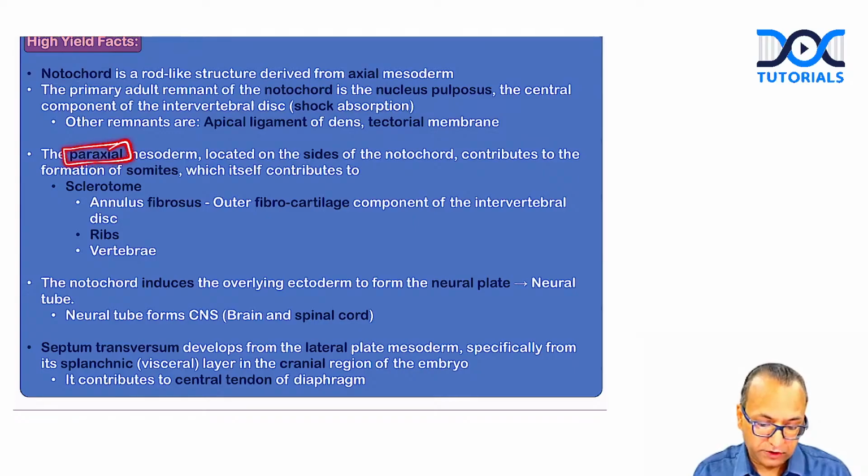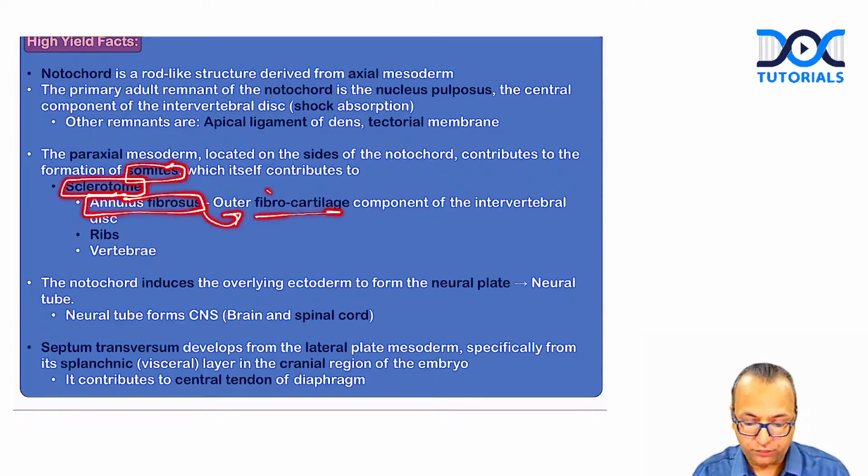The paraxial mesoderm, which is located on the sides, para means side of the notochord, contributes to somite. Somite will give several derivatives. One of the derivatives is sclerotome, forming annulus fibrosus, the outer fibrocartilaginous component.